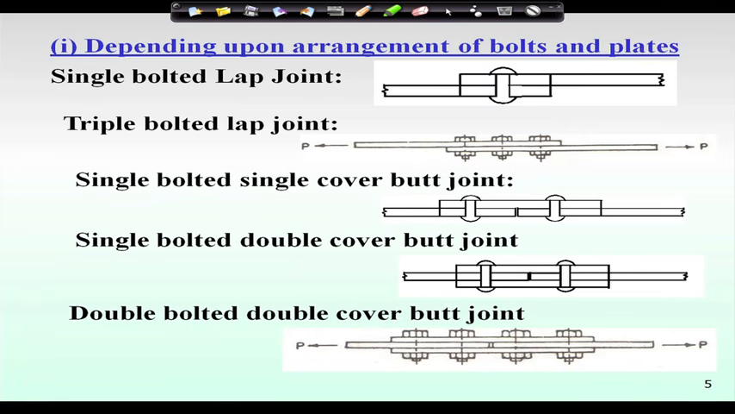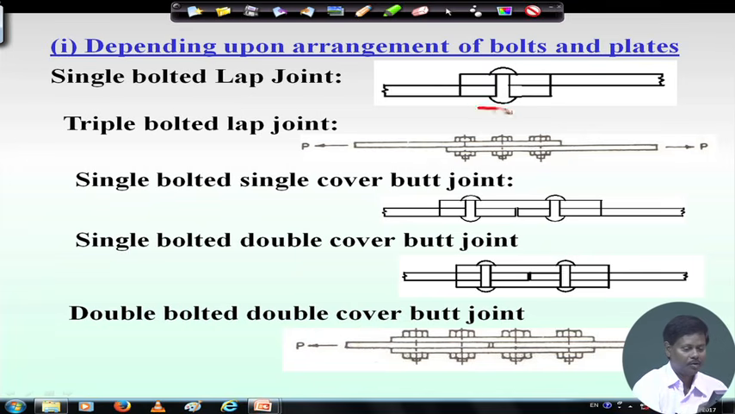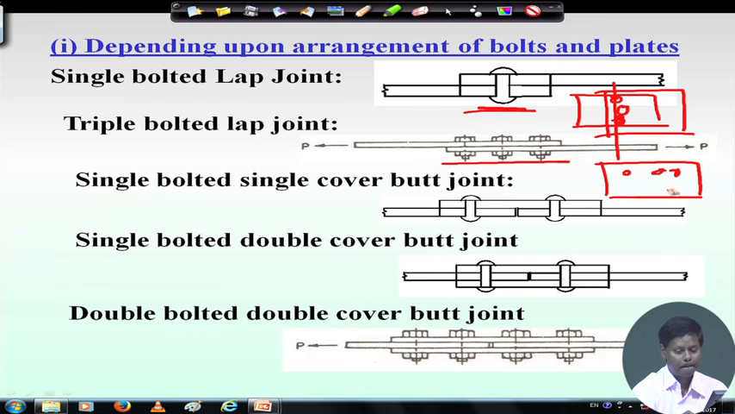Now, as I told, depending upon the arrangement of bolts, one is the single bolted lap joint, where only one bolt is there. If we see in the plan, we will see it like this, one line. Then the double bolted lap joint, and also the triple bolted lap joint, that means here we have triple bolted, in 3 columns.